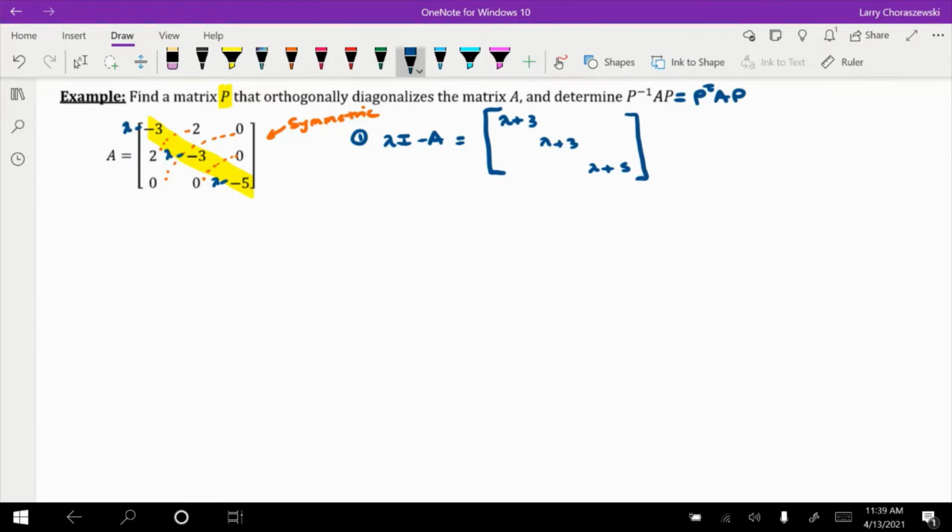And what do we do to the entries off the main diagonal? We put a negative there. You got it. We negate them. So the rest of row 1 is going to be negative 2, 0, negative 2, and 0 again, and then 0, 0, lambda plus 5 for row 3.